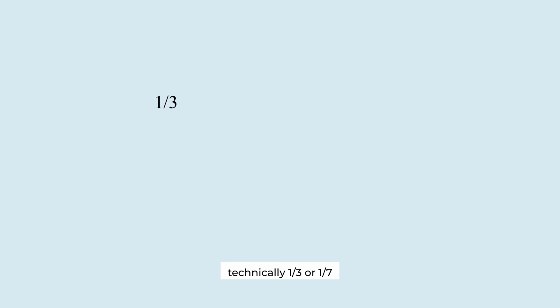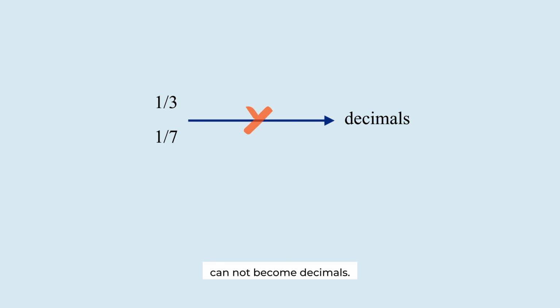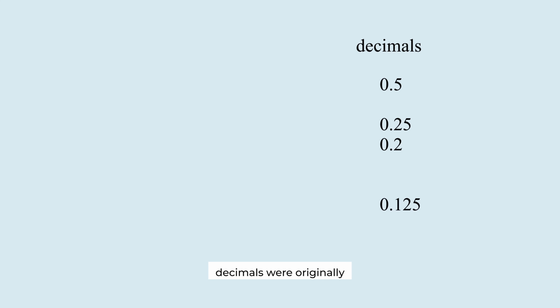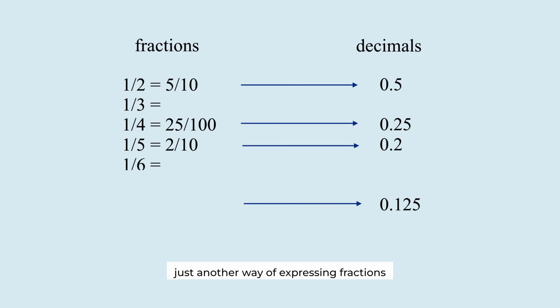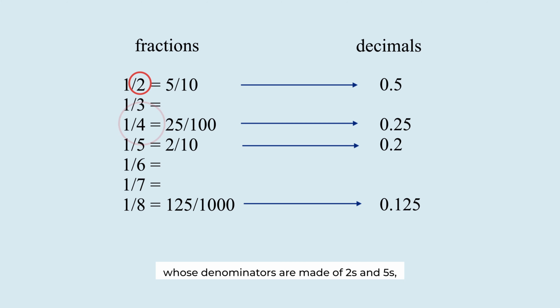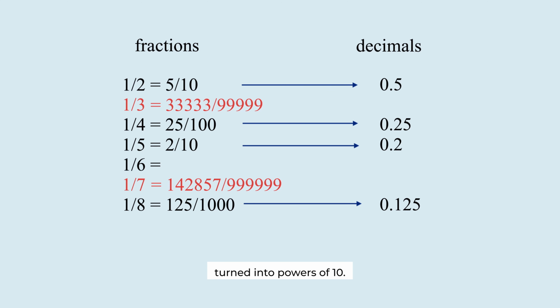Technically, 1/3 or 1/7 cannot become decimals. Decimals were originally just another way of expressing fractions, where the denominator is a power of 10. Only fractions whose denominators are made of 2's and 5's can be converted into exact decimals. Fractions like 1/3 or 1/7 cannot have their denominators turned into powers of 10. In principle, they are not true decimals.